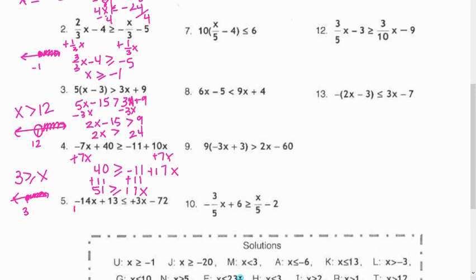Number 5, I am going to add 14x to both sides. And I get 13 less than or equal to 17x minus 72. I'm going to add 72 to both sides. So I get 85 equal to 17x. Divide by 17, and I get x greater than or equal to 5. Remember, we need to learn to read that both ways, left to right and right to left. So here's my 5, which would be a filled in circle and everything to the right.